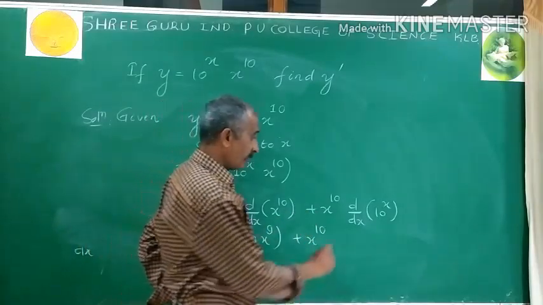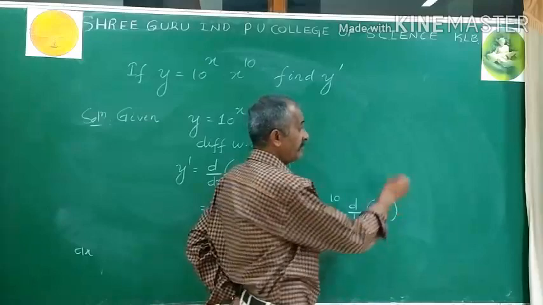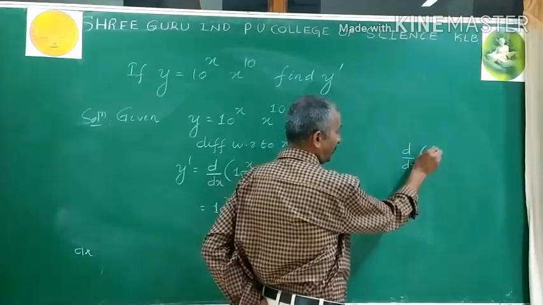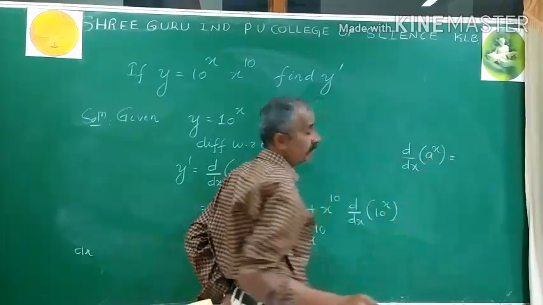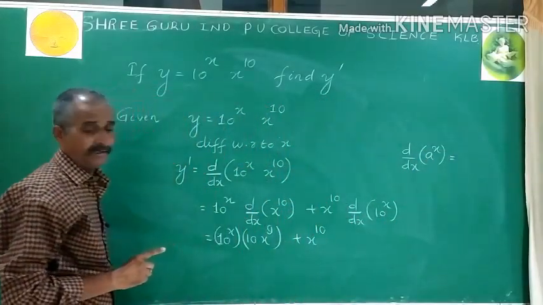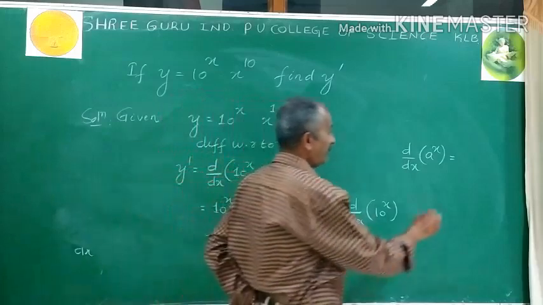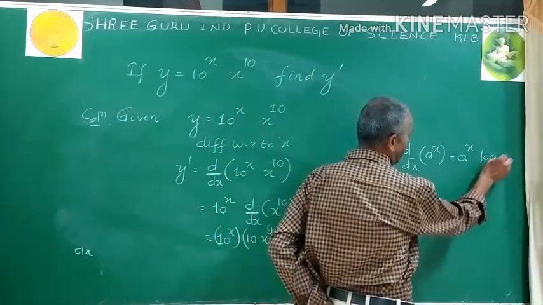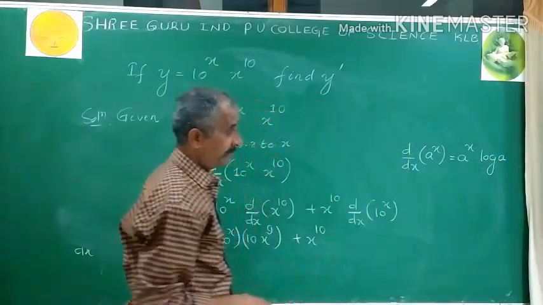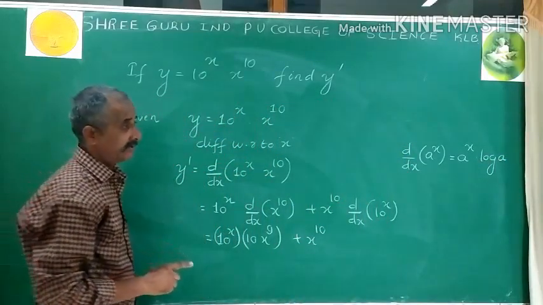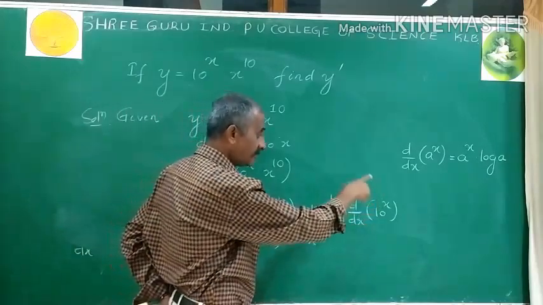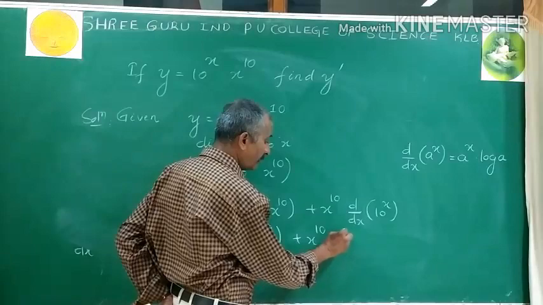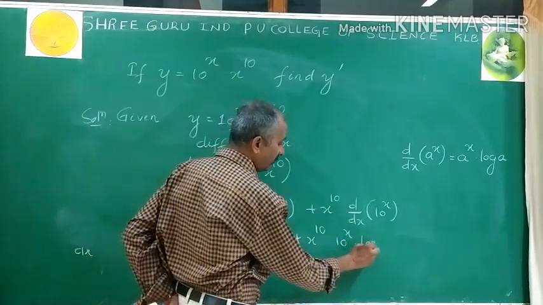We should be careful here. This is just like a formula: differentiation of a power x formula. Recall that list of formulas. As I just now gave, differentiation of a power x is given by a to the power of x multiplied by log a. So it is exactly of that type. Instead of a we have 10. So using that formula for this particular term, our answer becomes 10 to the power of x multiplied by log 10.